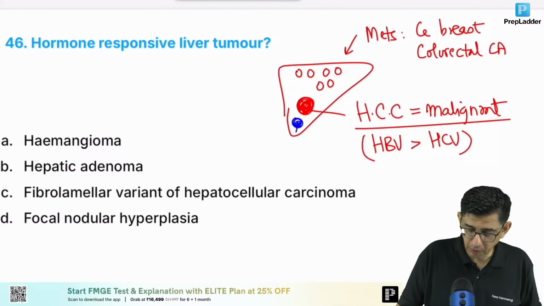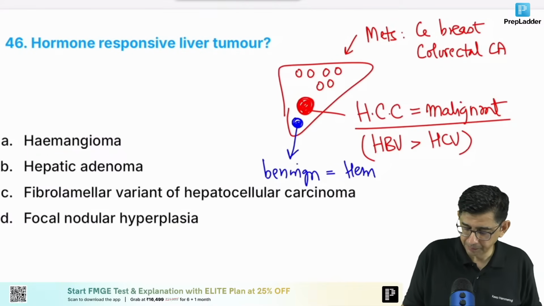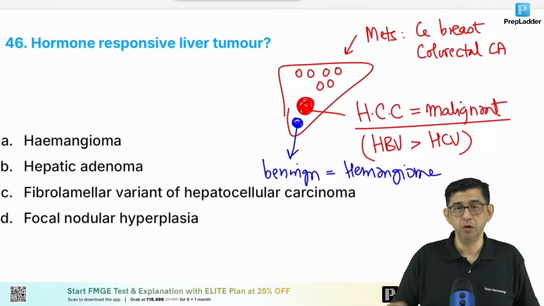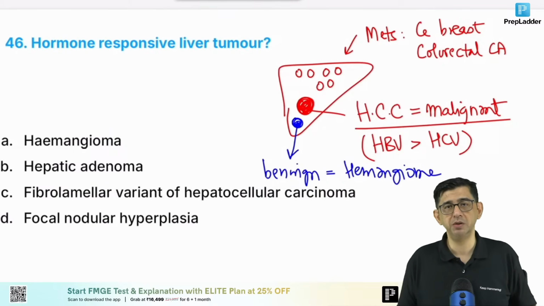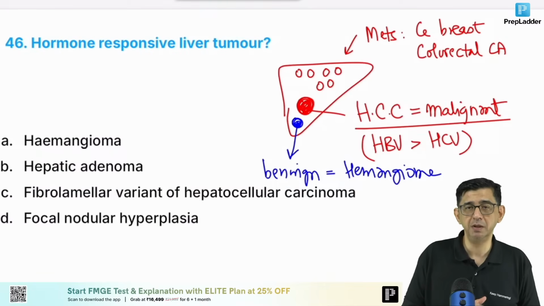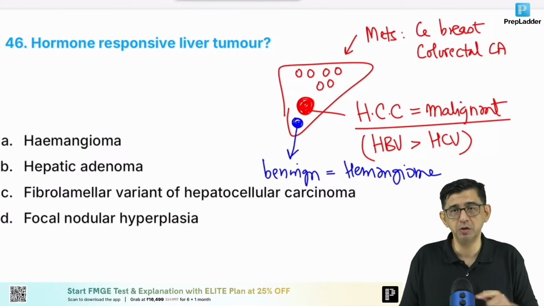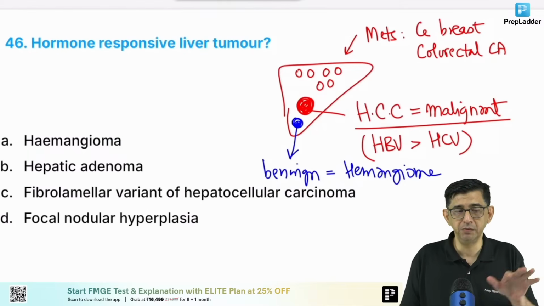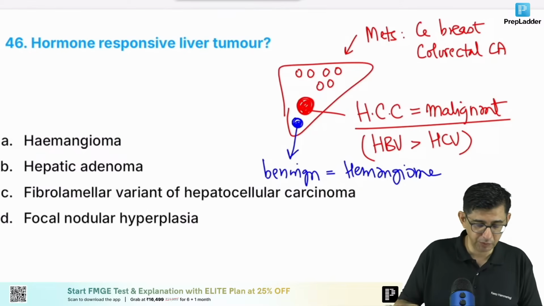If I change this to a benign tumor, then my answer would be hemangioma. But now coming to the fourth MCQ and the answer to this question, hormone responsive liver tumor would mean that when OCPs are being given, OCP is causing development of that lesion, but when the OCP is stopped, the tumor will disappear. The correct answer for this would be hepatic adenoma. The answer is option number B.